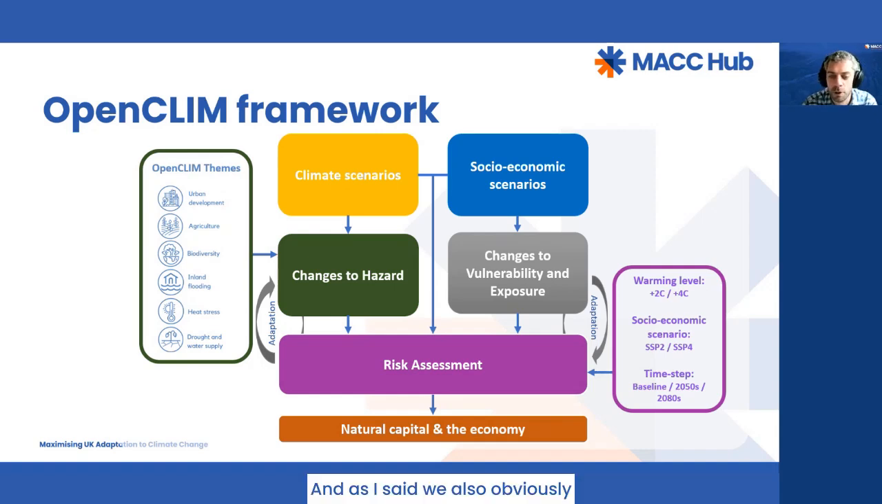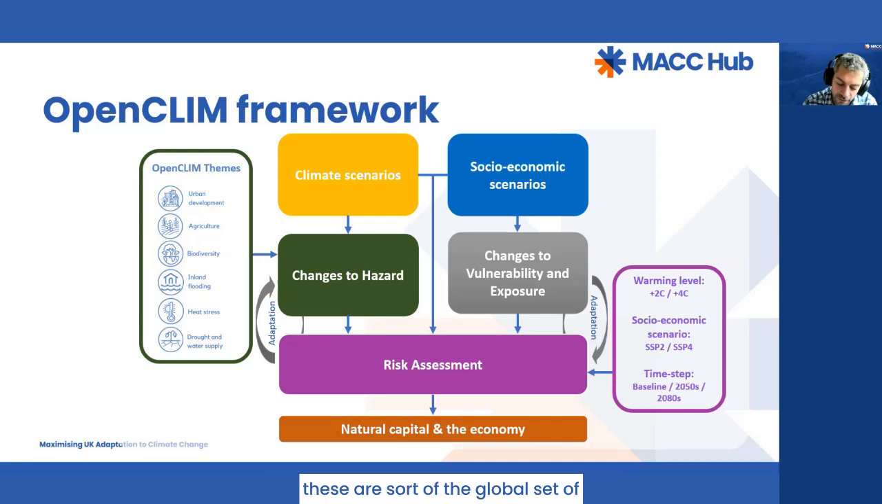And as I said, we also obviously use the same set of scenarios. So we focused on warming levels of 2 and 4 degrees, where we published results from those levels, sorry. And then we also incorporated a number of socioeconomic scenarios. So if you're familiar with the UK SSPs, or shared socioeconomic pathways, we use 2 of these.